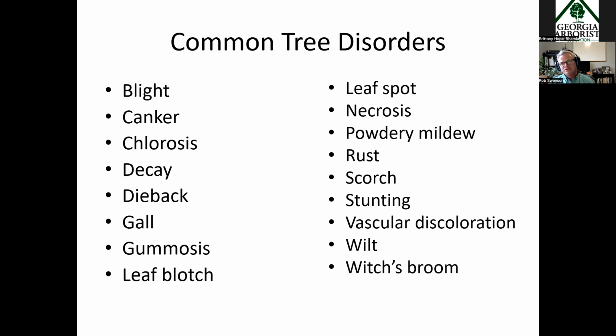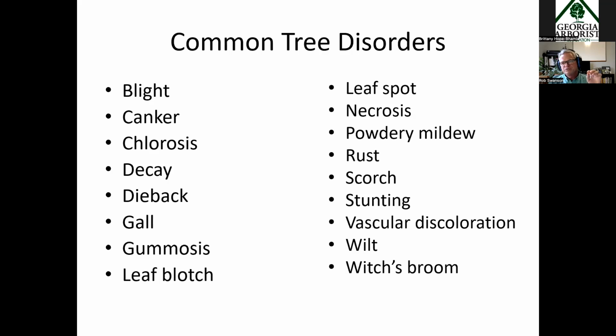So here are the common tree disorders. These you can have blights, and again, I'm not going to use specific names because there are different blights all around the world. So just generically understand that there's blights, cankers, chlorosis, decay, dieback, galls, gummosis, leaf blotch. So there's blotches and there's spots, and so there's fungal causes, and then there's bacterial causes. So each have their own little leaf pattern. You could have leaf spot, necrosis. Necrosis just means dead tissue.